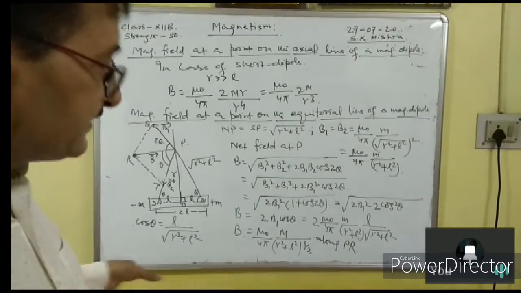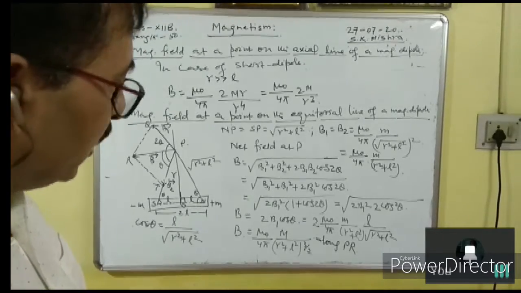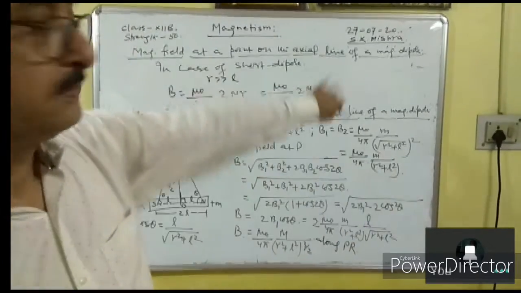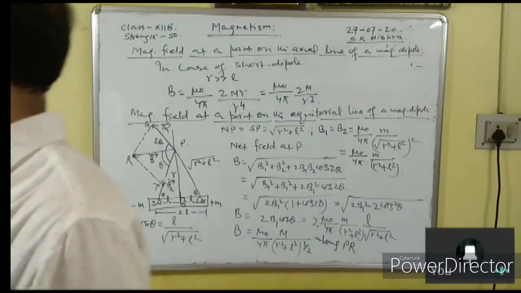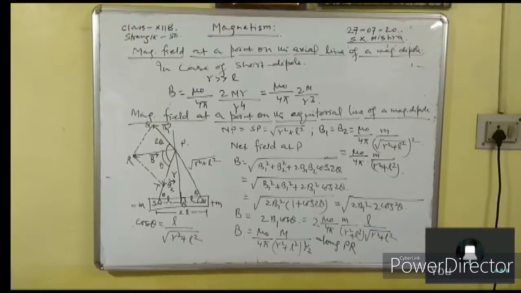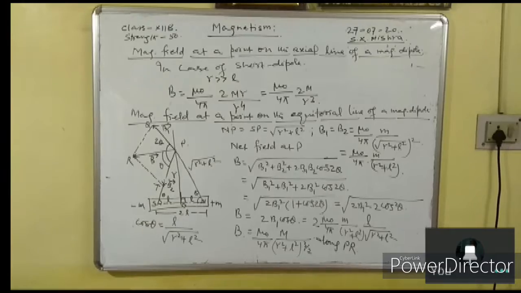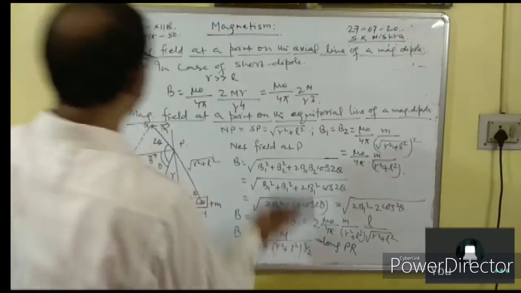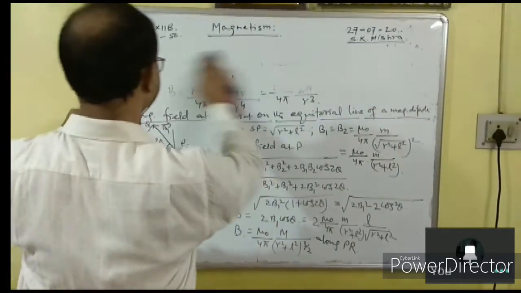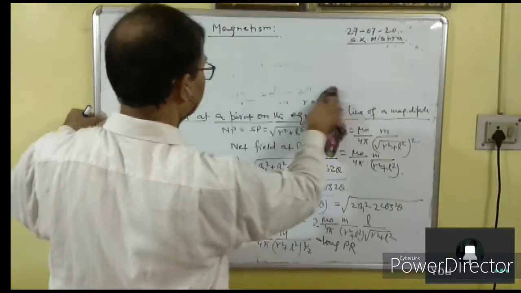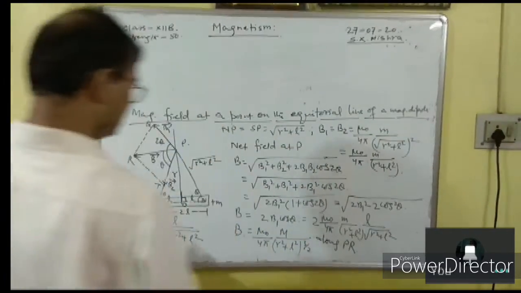Now at the same time B1 and B2 are the same. So I write B1 square plus B1 square plus 2 B1 into B1, that is 2 B1 square into cos 2 theta. This is 2 B1 square plus 2 B1 square cos 2 theta. Take it common. So the square root of 2 B1 square and 1 plus cos 2 theta. Do you have any problem? Children, any problem?